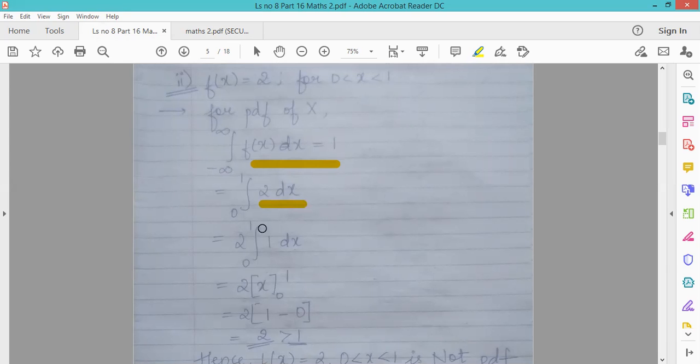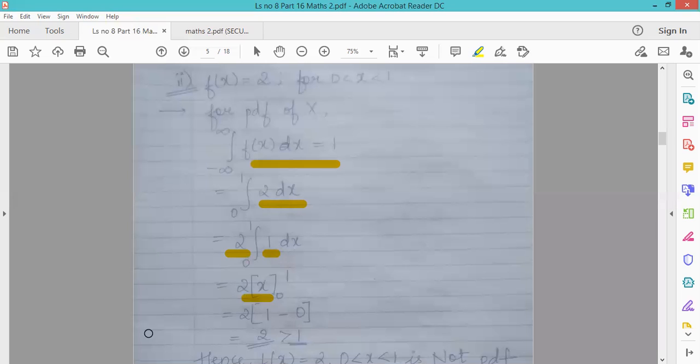Now as 2 is a constant, a constant is always written in front of the integration. 2 को आपने आगे ले आना है. So 1 remains inside, and the integration of 1 is nothing but x. This is another formula of integration. So after the integration sign is gone, the limits are transferred to the right hand side. So 2 into, from the upper limit you subtract the lower limit, 1 minus 0, which is again 1. 2 ones are 2.